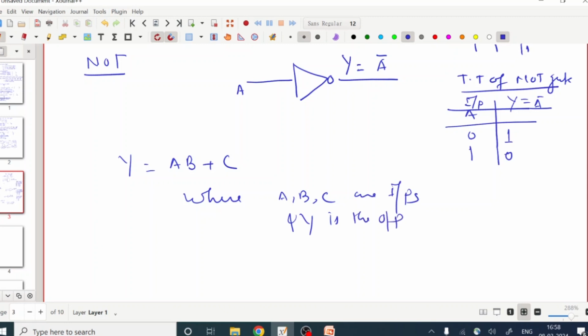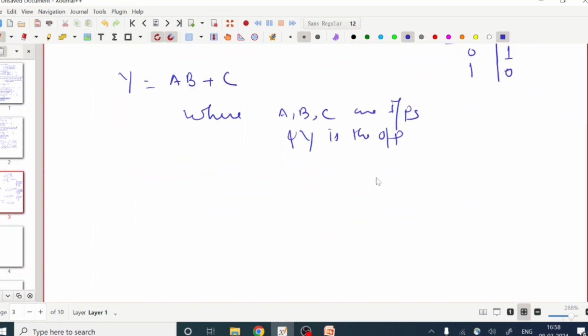How do we represent it? By using basic logic gates. In what possible combinations is the output high, and in what possible combinations is the output low? Here, Y is ABC, meaning the two inputs A and B are connected by using an AND gate.